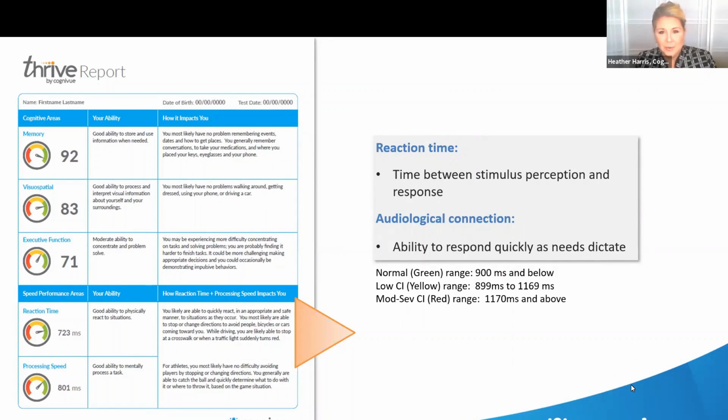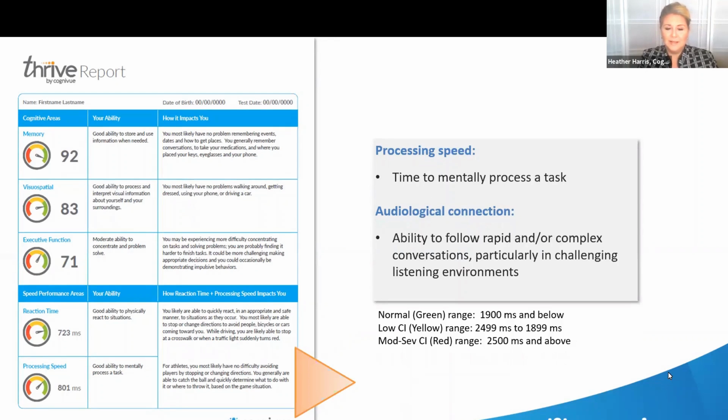This slide points out reaction time, which is the time between stimulus perception and response. The audiological connection is the ability to respond quickly as needs dictate. This slide discusses processing speed, which is the time to mentally process a task. The audiological connection is the ability to follow rapid and/or complex conversations, particularly in challenging listening environments.